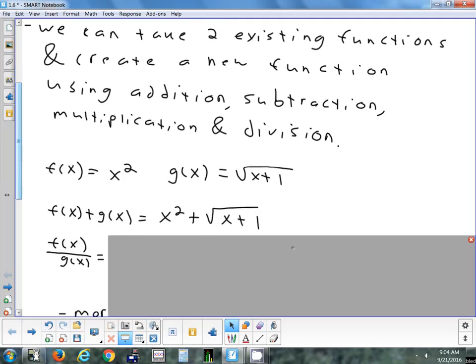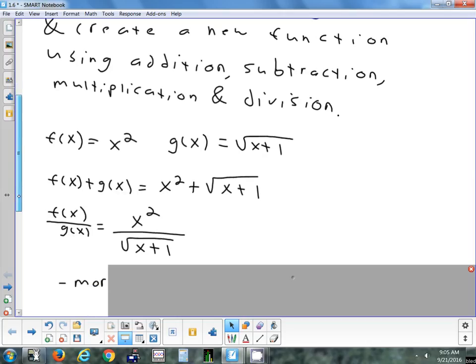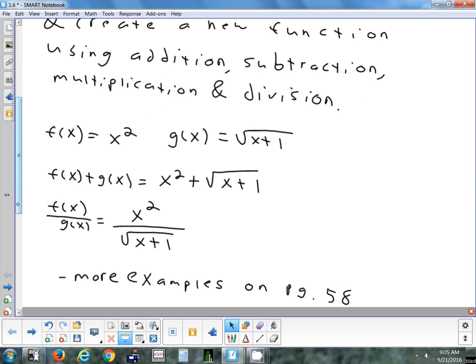All right, let's create another new function. This time we'll take the two that we have and divide them. So Luke, what would that look like if I wrote down f of x divided by g of x? X squared over the square root of x plus 1. Yeah, okay. Unless we're going to get the square root out of the denominator, which we could, but I'm not concerned about at this point. That's the answer: x squared divided by the square root of x plus 1. They give you more examples on page 58. Questions on that?